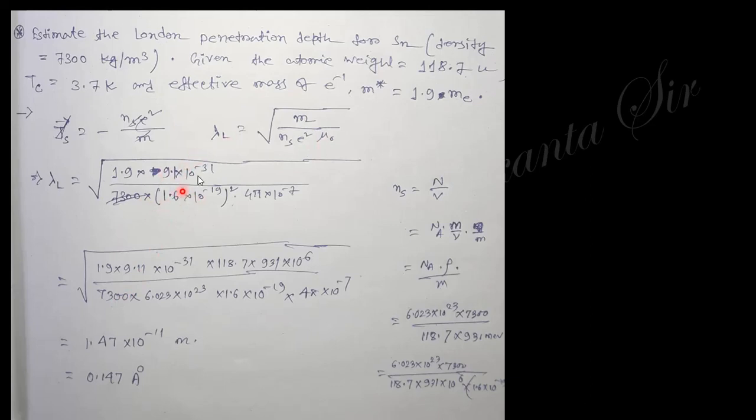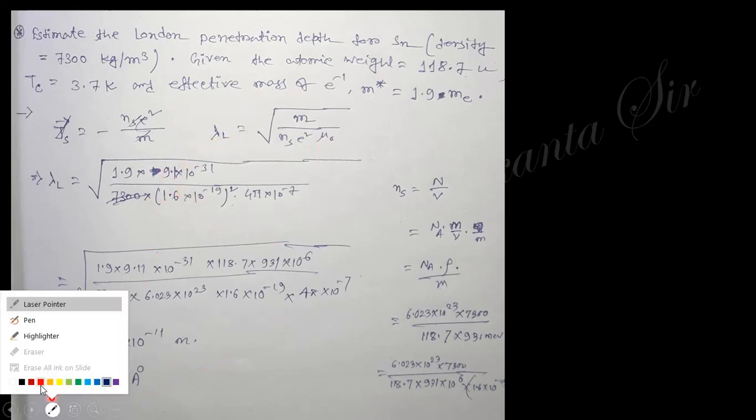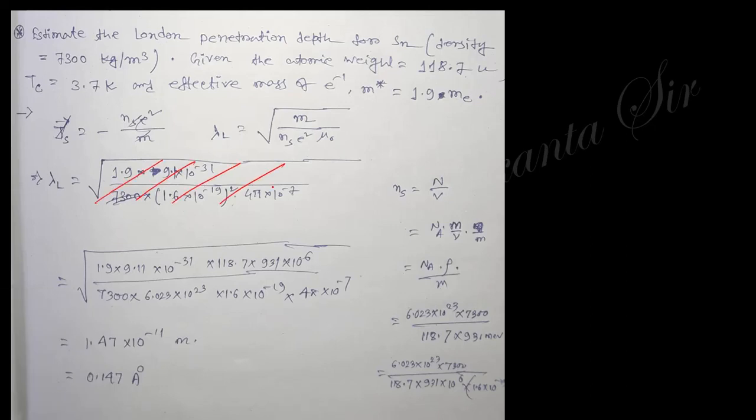Putting this value here, just put this value in the right manner. You will obtain the final result, which will be 0.147 angstrom. I think you can do this calculation. You just remember the density, the number density you need to find out from this given data.